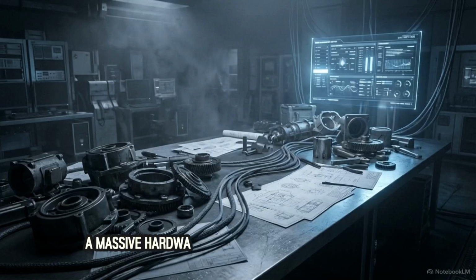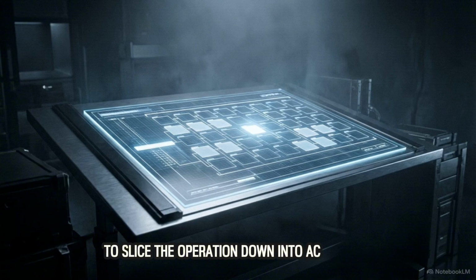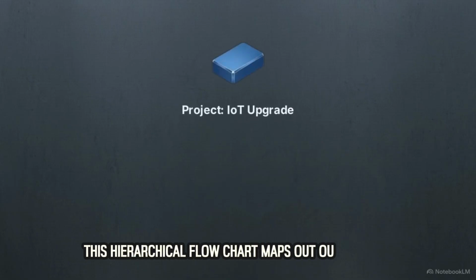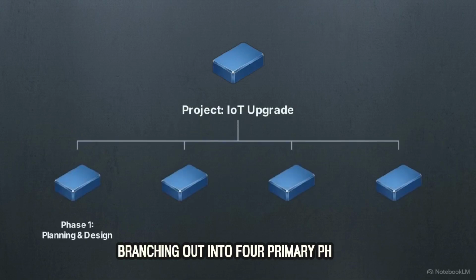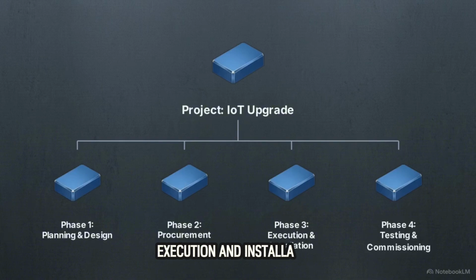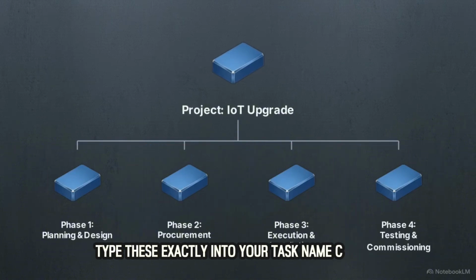A massive hardware integration is too complex to track as a single objective. We use a work breakdown structure, or WBS, to slice the operation down into actionable, controllable pieces. This hierarchical flowchart maps out our project starting from a single core node, branching out into 4 primary phases: planning and design, procurement, execution and installation, and testing and commissioning. Type these exactly into your task name column.